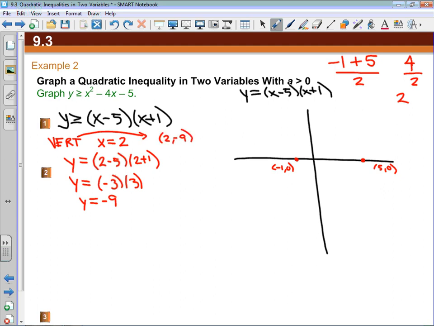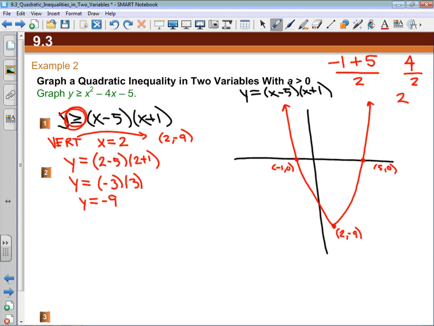We didn't really need that, but I think it is a big advantage to see those 3 points on that parabola, because then I can simply connect them. And I drew the right line this time. Because y is greater than or equal to x minus 5 times x plus 1, I would use a solid line for this graph. The last part then is to determine, do I shade in above it or do I shade below it?